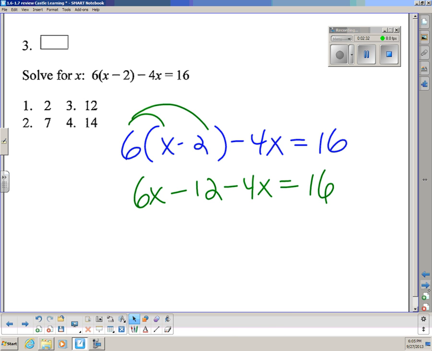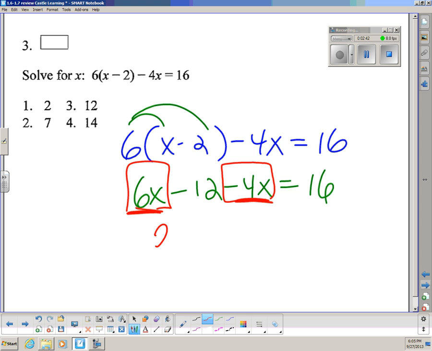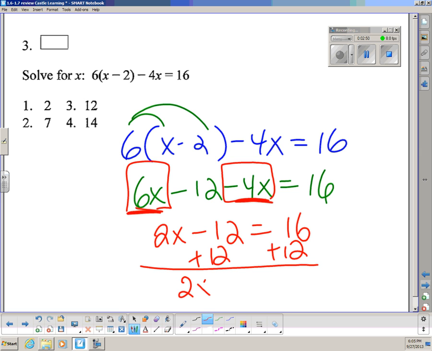I tell my students, before you go out, your mom makes you clean your room. You've got to clean up both sides, and we have like terms. 6x minus 4x, we're combining the like terms to get 2x. So we get 2x minus 12 is 16. We're adding 12 on both sides. We're getting 2x equals 28. Dividing by 2, x is equal to 14. Choice 4.